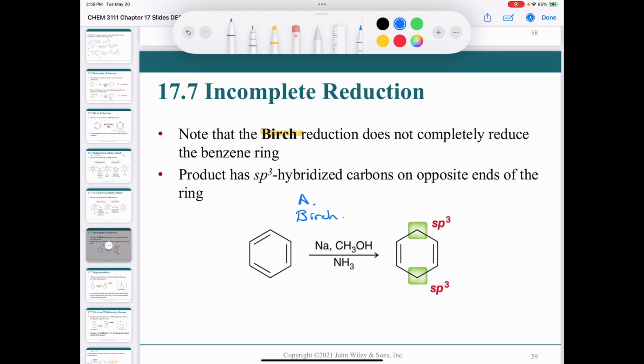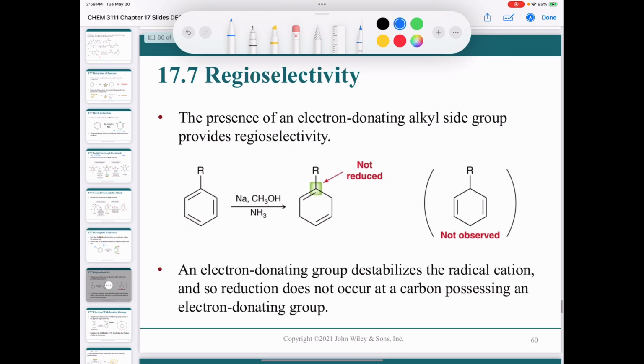Now you might be wondering about regioselectivity. If I have a substituent on my ring, okay, let's say I have an R group on here, how is the reduction going to occur? Okay, what will it look like in that case? And there's 2 scenarios that we're going to look at in this class. The first one is if we have an electron donating alkyl side group. So we call that an electron donating group. And remember that alkyl groups are electron donating via hyperconjugation.